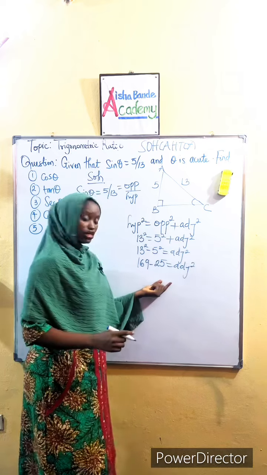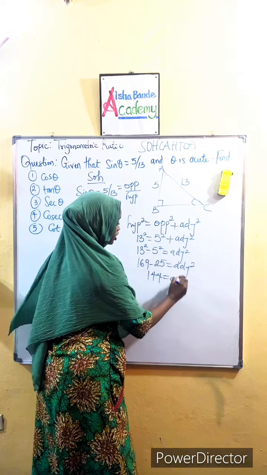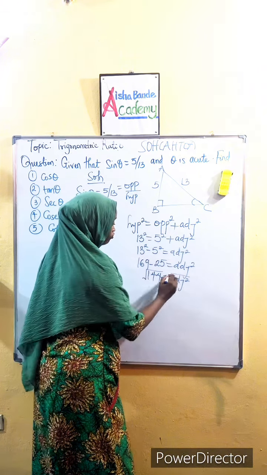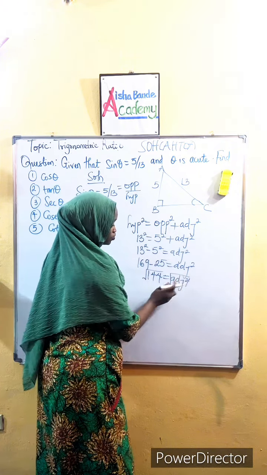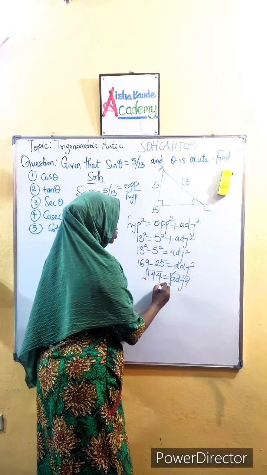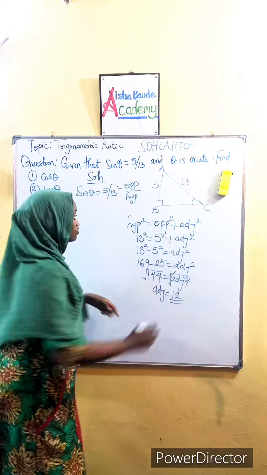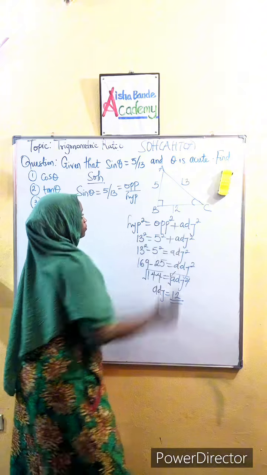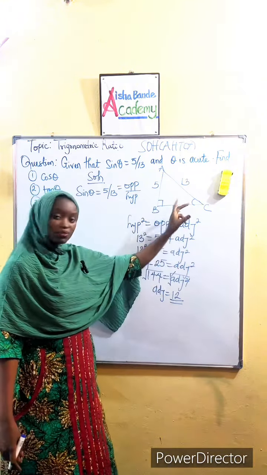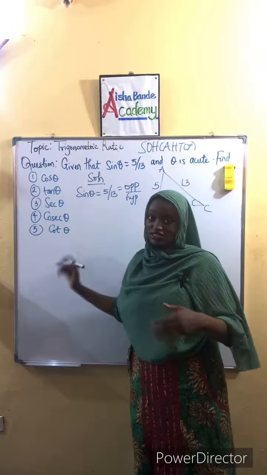When we subtract 25 from 169, we have 144, which equals the square of the adjacent. To get the value of the adjacent, we take the square root of both sides. The square root cancels the square, leaving the square root of 144, which is 12. So our adjacent side is 12. With this, the triangle is complete, having all three sides, and now we can solve the questions that have been given.